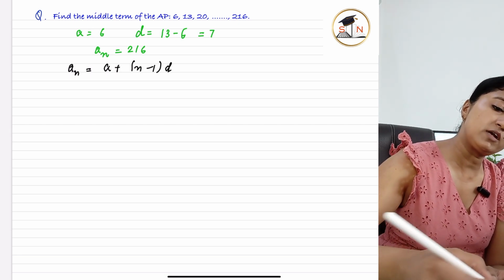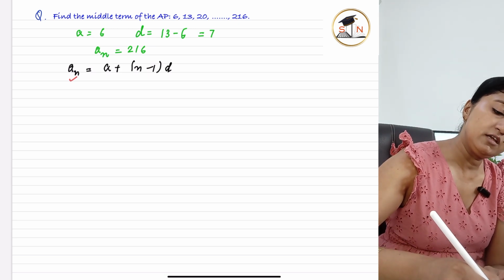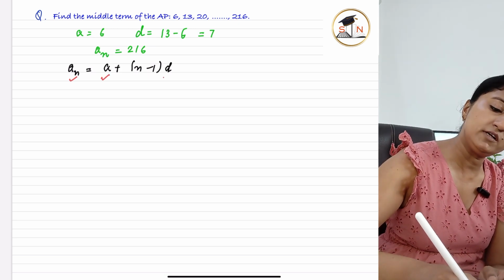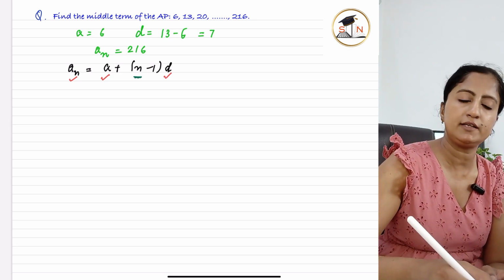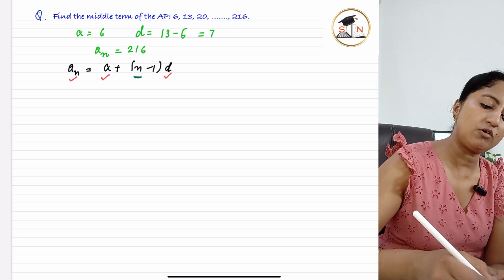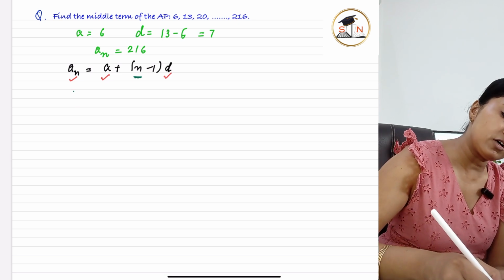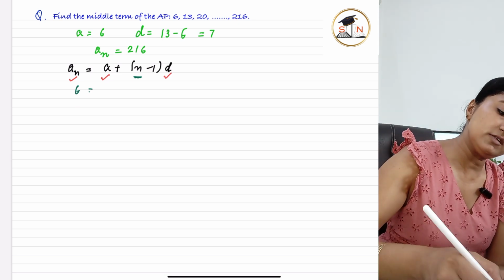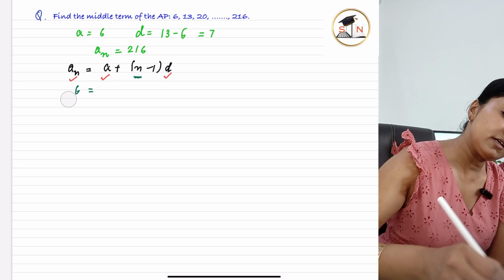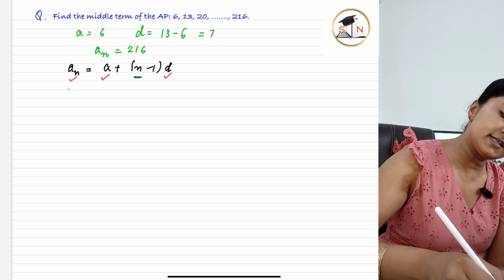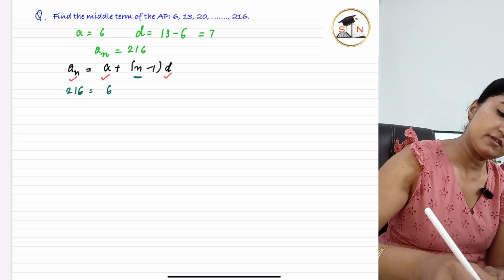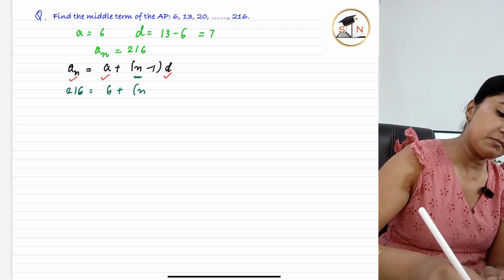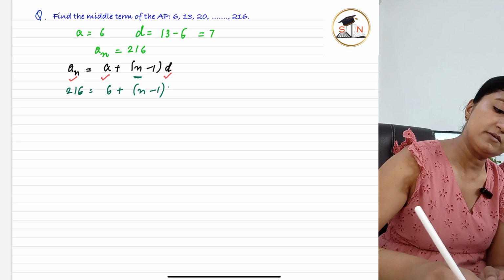From this expression, what are we given? We are given an, we are given a, we are given d. What we are not given is n. We need to find that out first. So let's substitute all the values. We have got an is 216, a is 6, n minus 1 times 7.